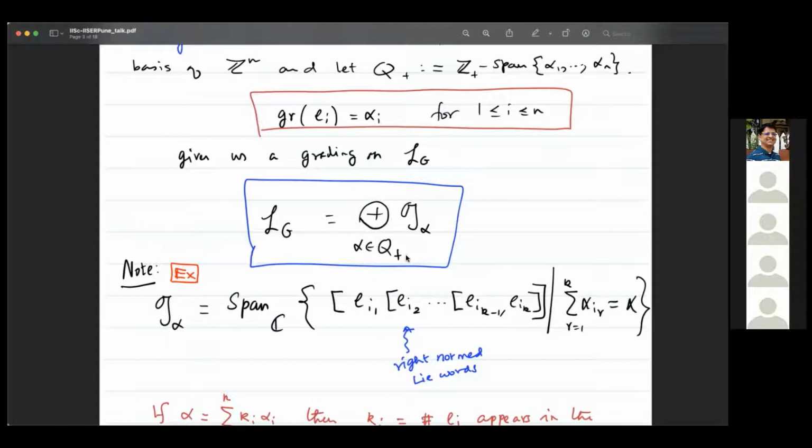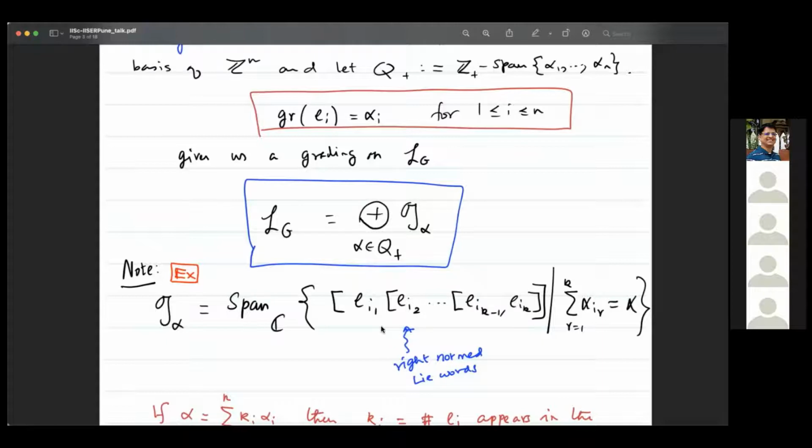For example, if you take G to be a general graph, then we don't even know how to construct a right-normed Lie words basis for this partially commutative Lie algebra. You can imagine how hard it is to say anything about this G_alpha, because you are working with an algebra which is highly non-commutative and non-associative. You have to handle these Lie words, which becomes much more tricky.